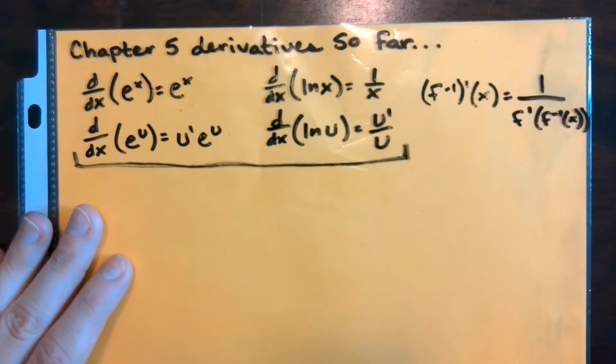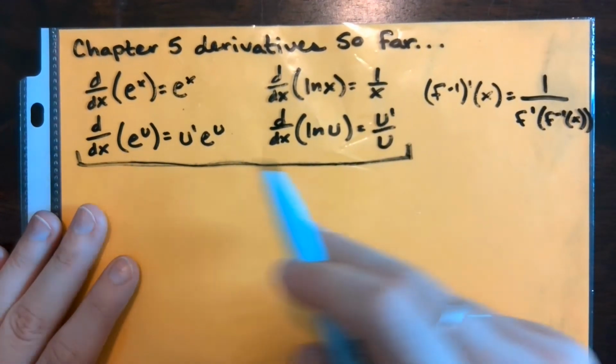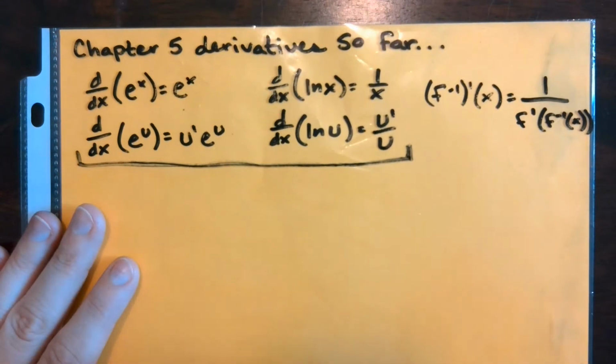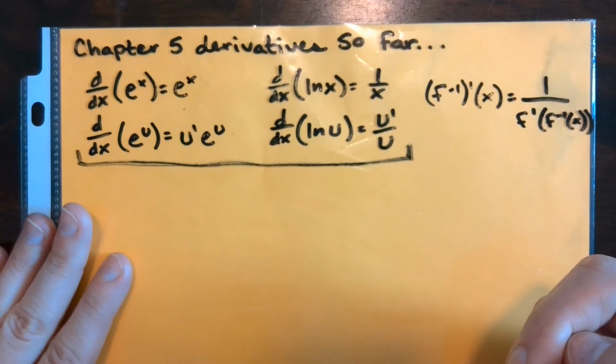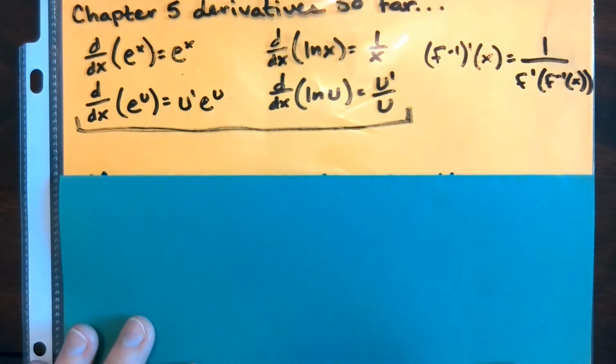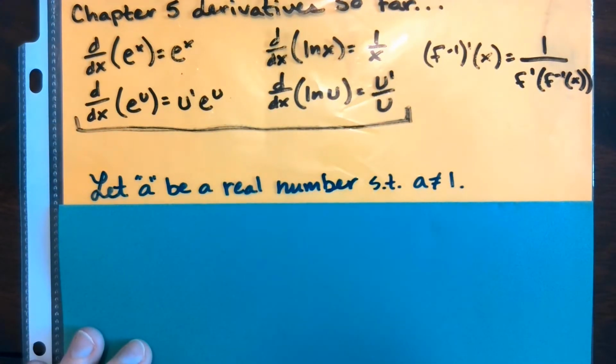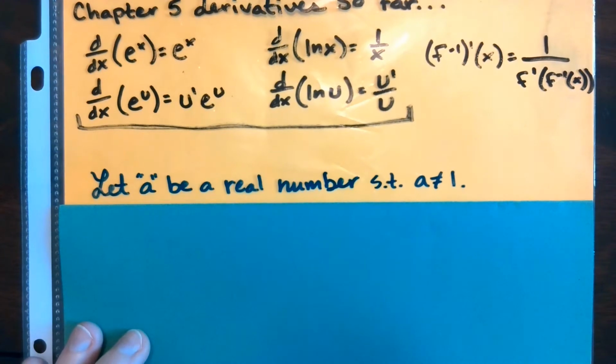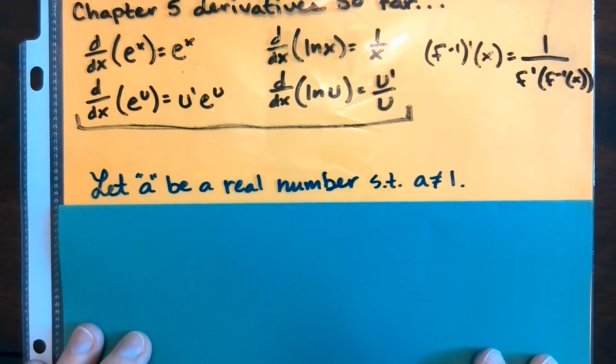For all of these functions, we have a base of e. So whether we're talking about an exponential or a log, the bases were always e. So what we're going to add in today is what a derivative looks like if we have an exponential or a logarithmic situation, but the base is not e. So for each of these derivatives, we're going to let a be a real number such that a is not 1. We're dealing with exponentials, logarithms, so we don't want that base to be 1. That's going to mess up what we're doing.